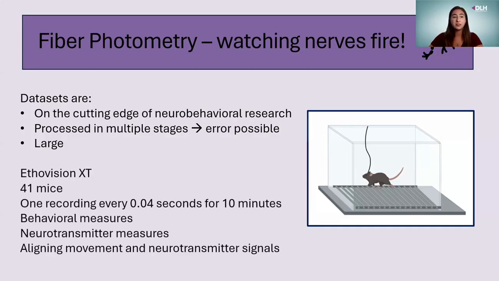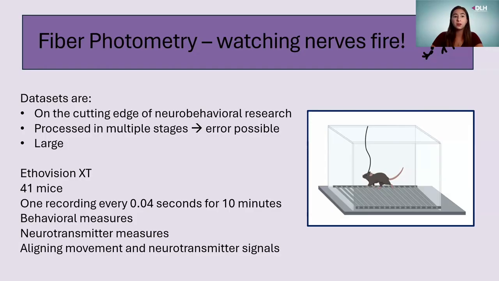With this experiment, it was done with an EthoVision XT software on 41 different mice, and we have one recording for every 0.04 seconds for 10 minutes. We also record these animals 3 different times, so each of them has 3 different 10-minute segments. While we record the behavioral measures, this includes things like the animals moving around the space, whether or not they're really stretched out or whether they're kind of scrunchy, whether they're not moving, if they're moving really fast.